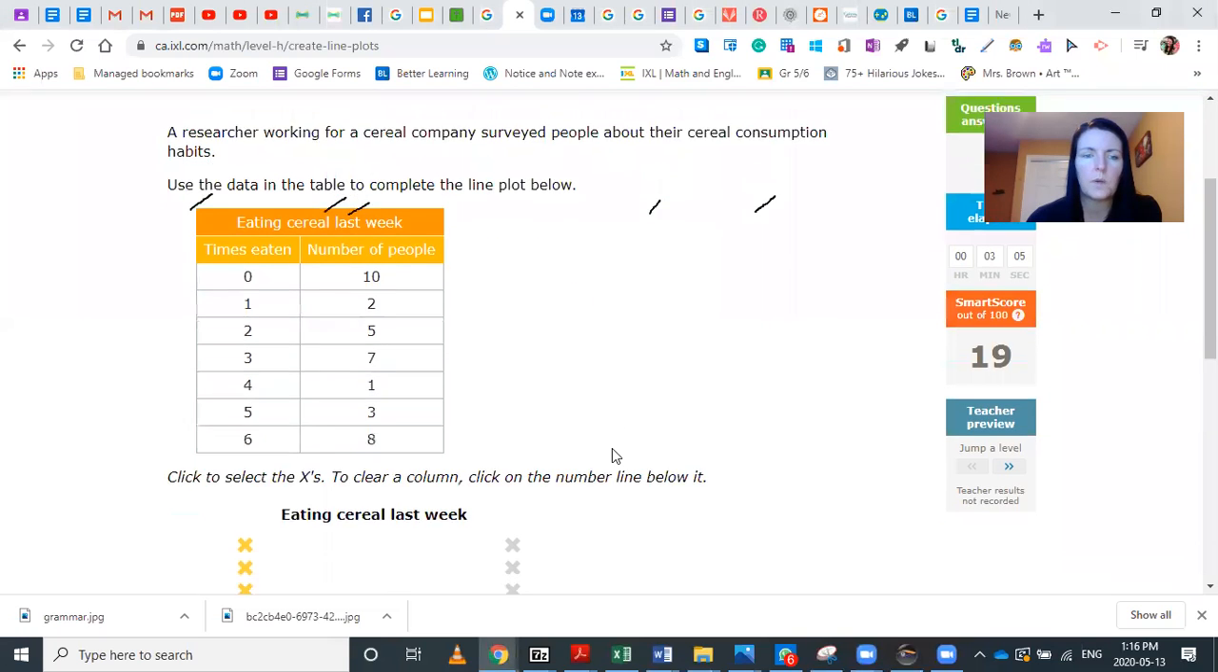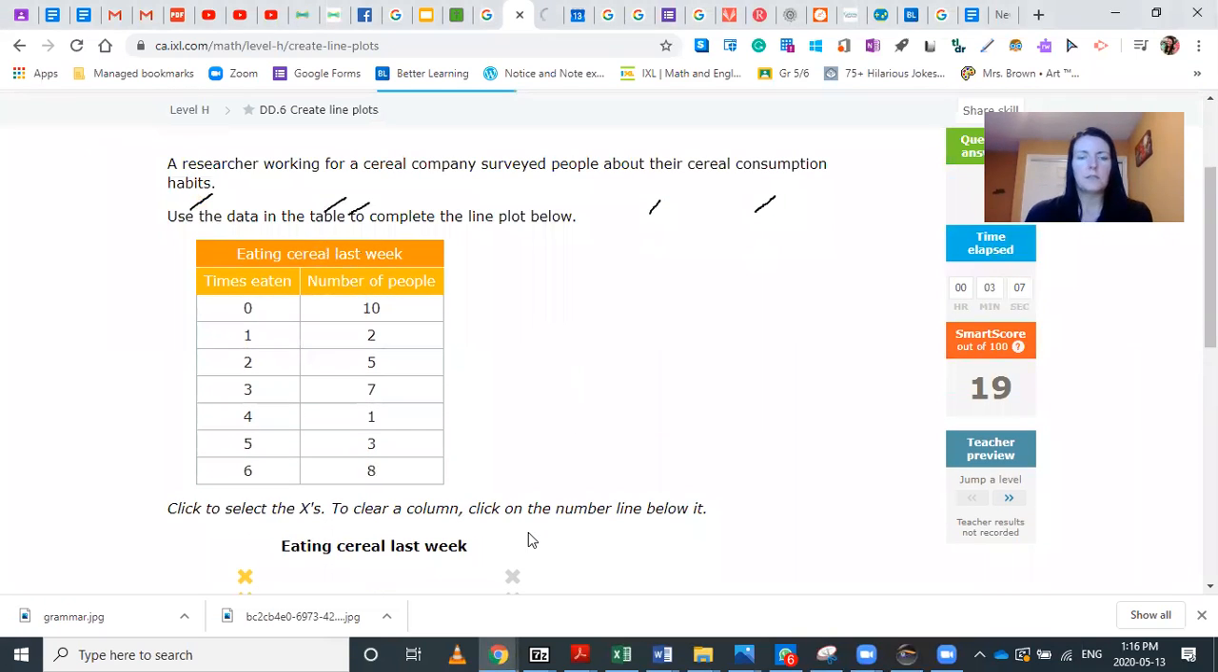Okay, let's look at this one. A researcher working, sorry, I just want to clear those. A researcher working for a cereal company surveyed people about their cereal consumption habits. Use the data in the table to complete the line plot below. Eating cereal last week. The times eaten. Who ate no cereal? 0 times. 10 people said, I did not eat any cereal last week.